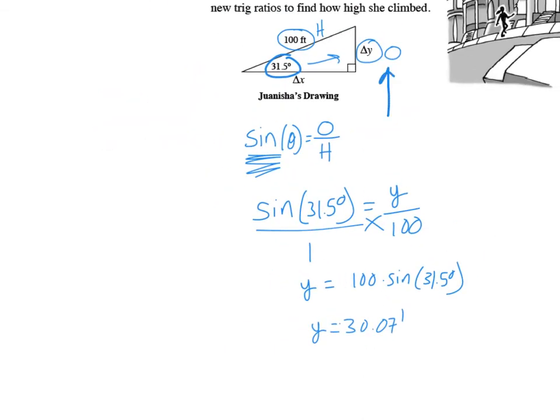That would be this distance right here, that vertical component for Juanisha, which we were unable to do at the start of the lesson, but now we introduced this new ratio called the sine ratio, which allowed us to determine that missing length.